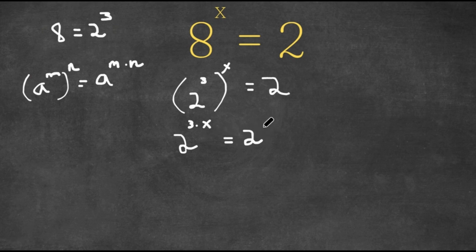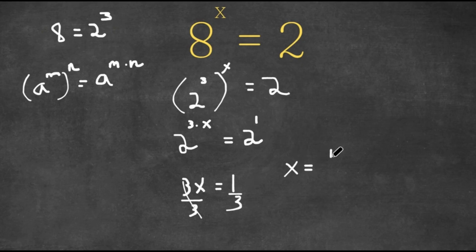Now 2 is the same thing as 2 to the power of 1. And now, as you can see, both of these bases are the same. So because the bases are the same, the exponents are the same as well. So now we could just say that 3 times x, which is 3x, equals 1. Now, as you can see, we have a simple equation to solve for x. So I'm going to divide by 3 on both sides. These two cancel out, and we are left with x equals 1/3.